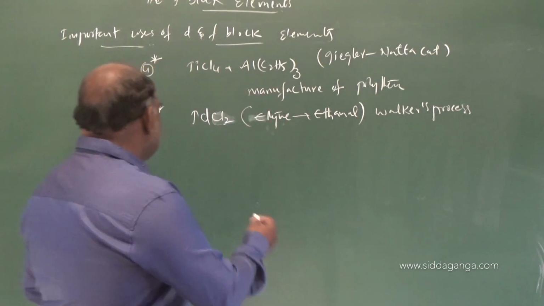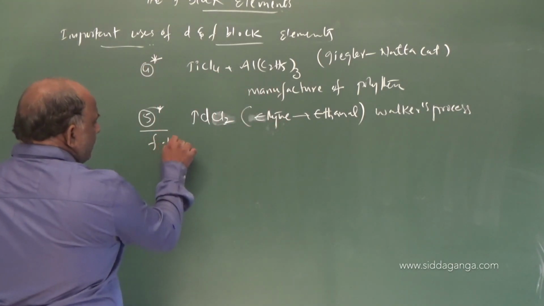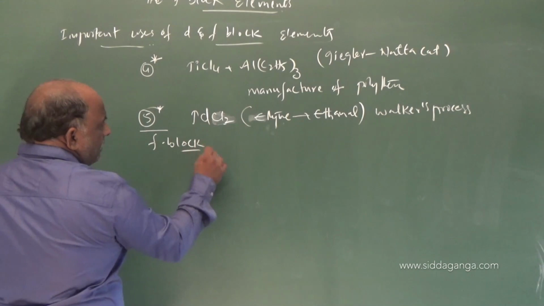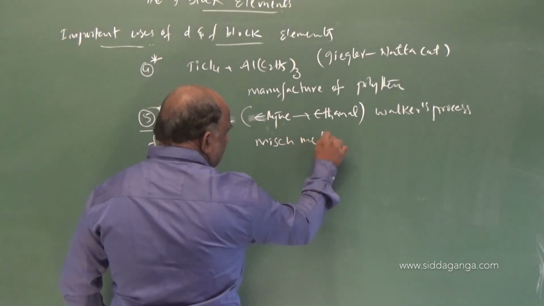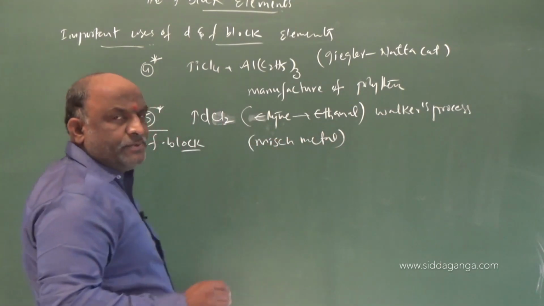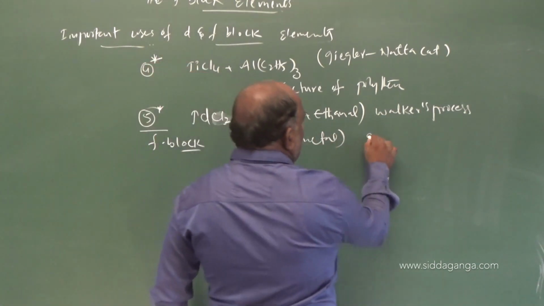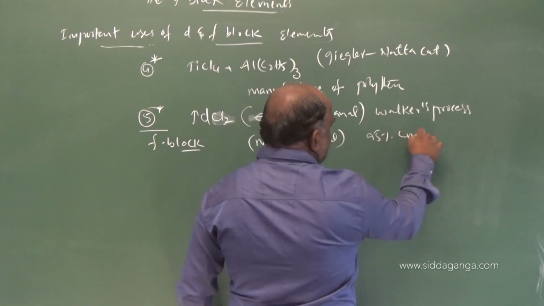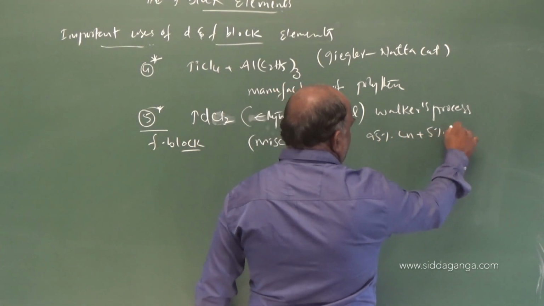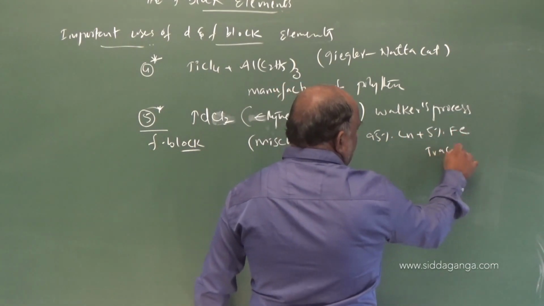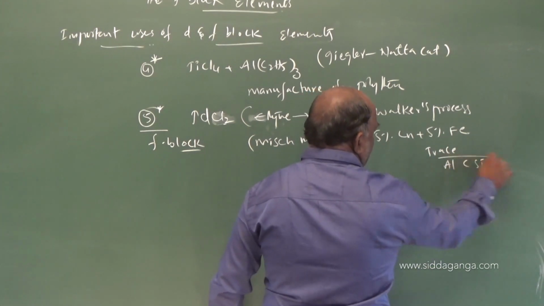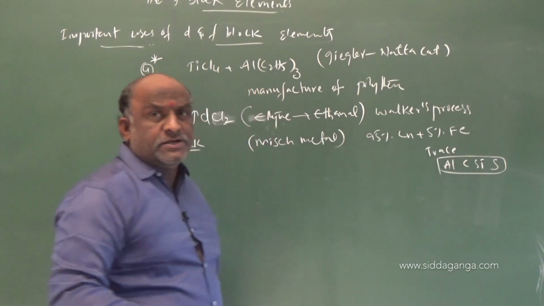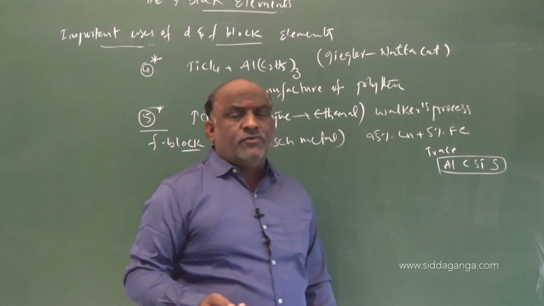Followed by F block elements. In F block elements, we already know that number one is mish metal. We discussed this already. Mish metal is nothing but 95% of lanthanides plus 5% of iron. The traces are aluminum, carbon, silicon, sulfur.